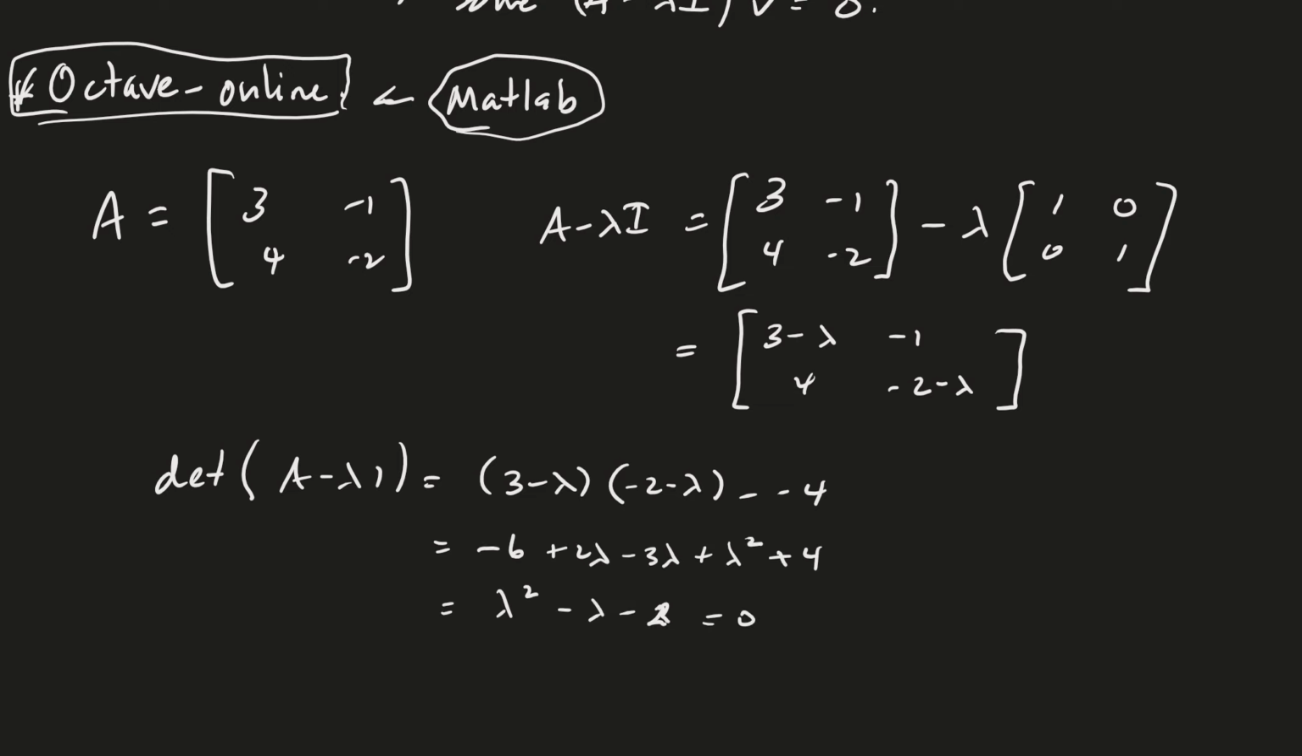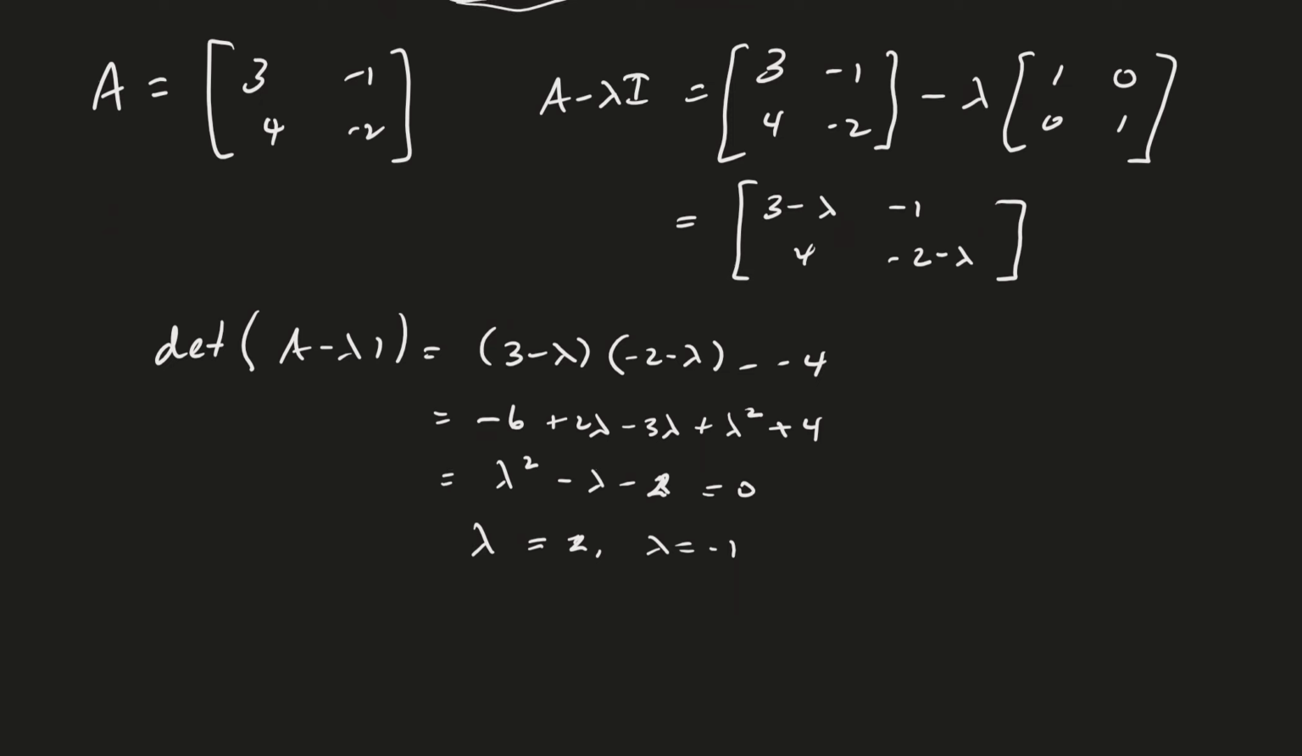Okay, so we just expanded that out and solved. And so hopefully this factors. It shouldn't be too bad, and in this case it does. I believe lambda equals 2, and lambda equals minus 1. Alright, so now for each of these we have to solve the system of equations.